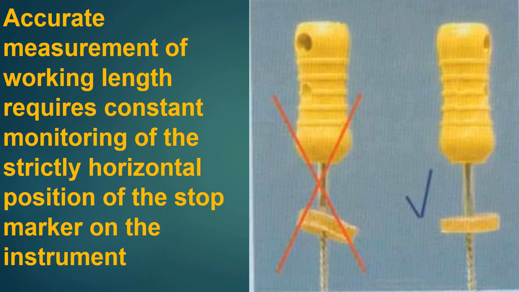In the left picture we see an endodontic instrument with a not horizontal position, which is not right, and on the right it is the right position. The stop marker is in the right position.